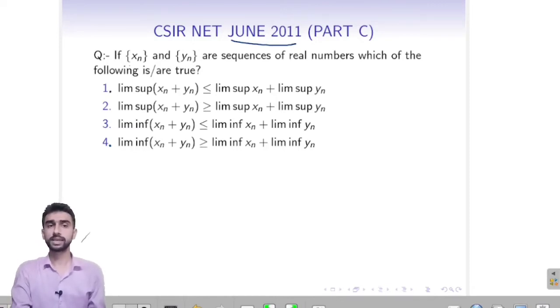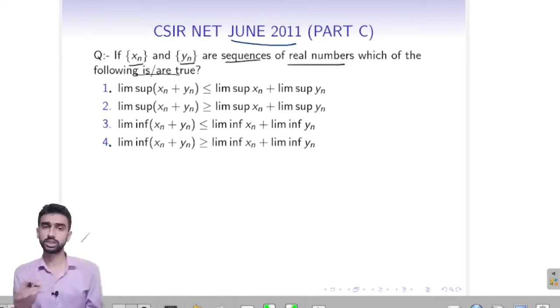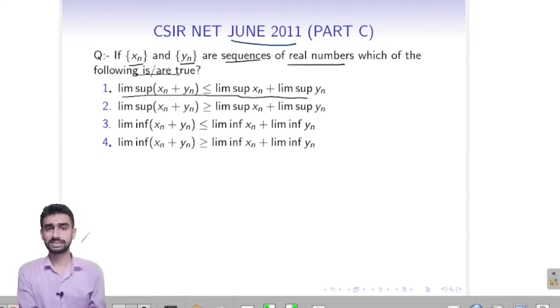If xn and yn are sequences of real numbers, which of the following is true? Now there are four options. It is a direct rule we have already discussed in the video. We just learn this formula, and if you know that, you will know that the supremum is less than and the infimum is greater than. These two formulas are true.